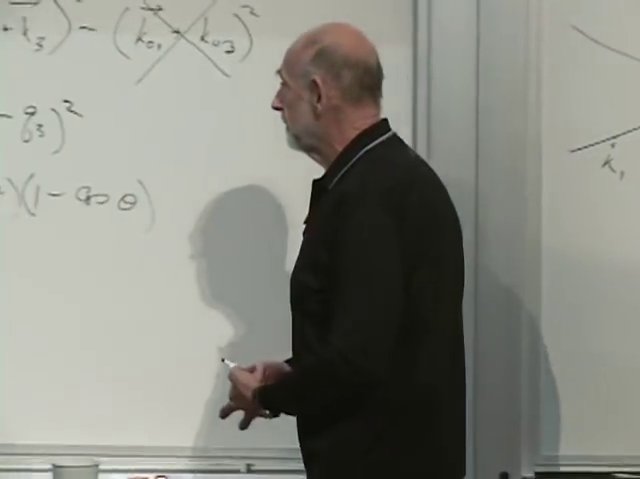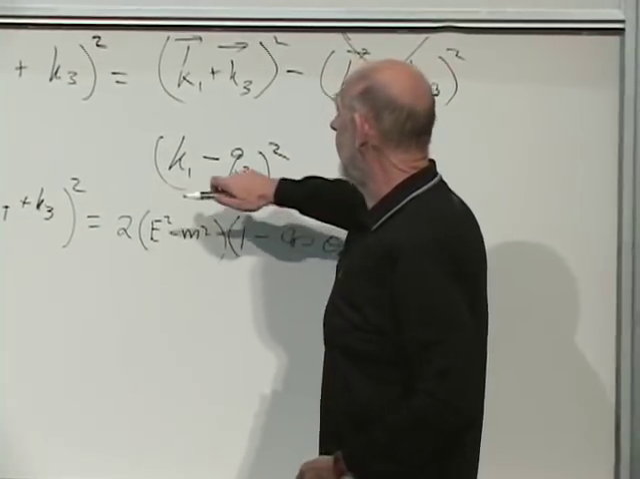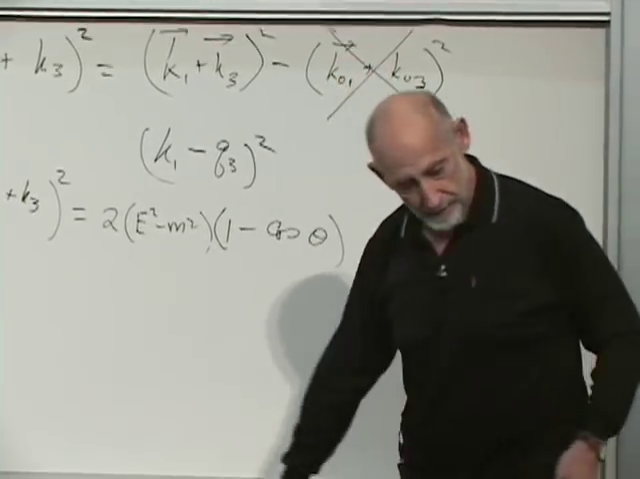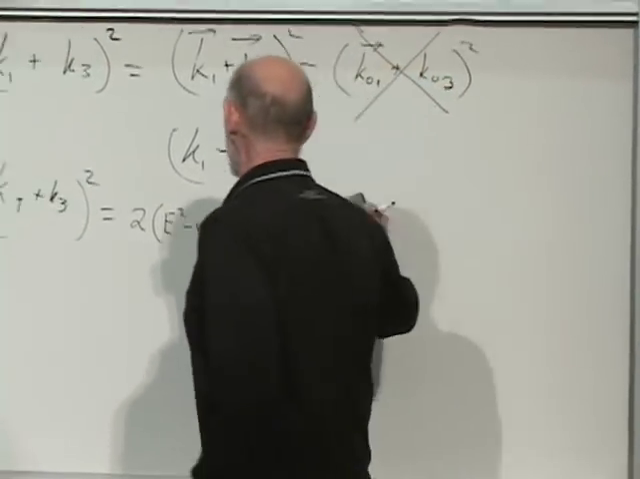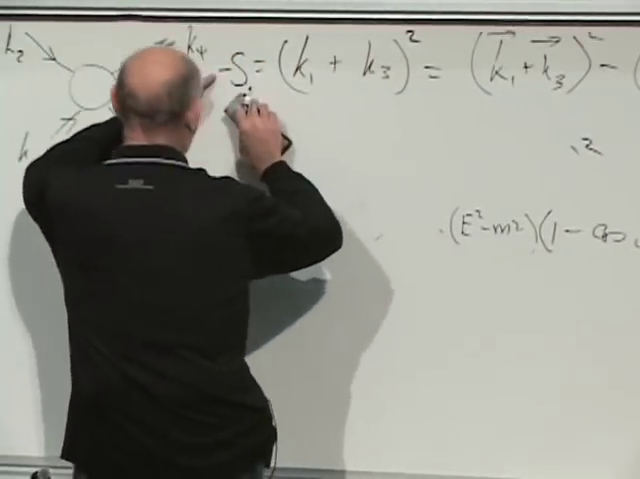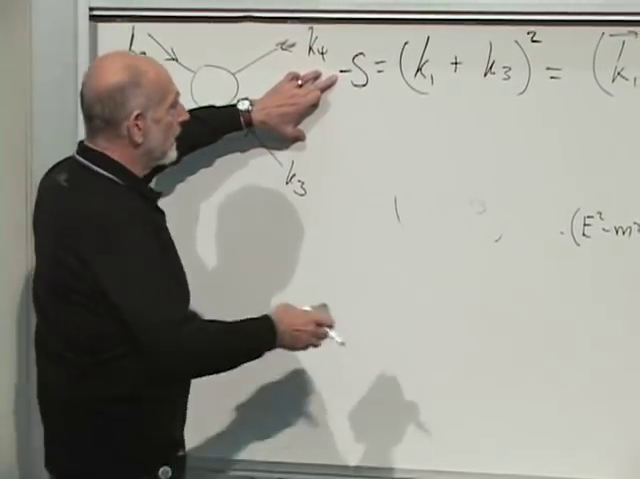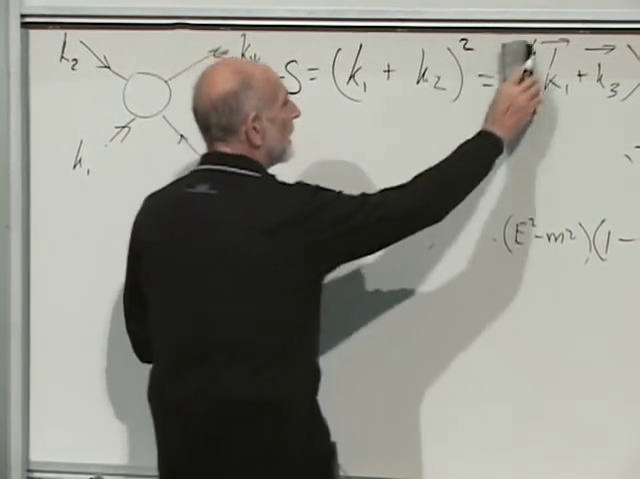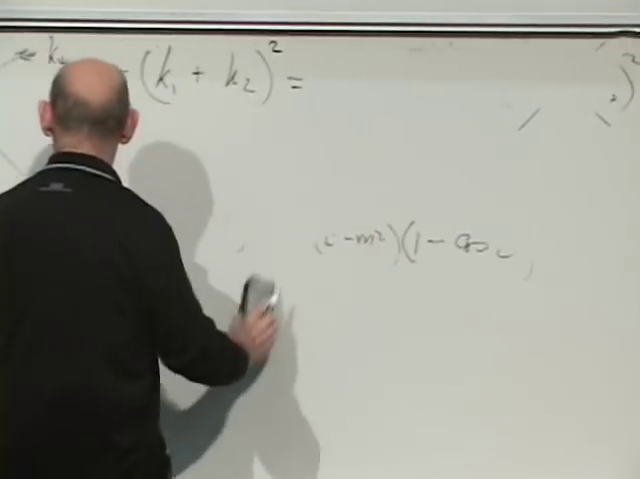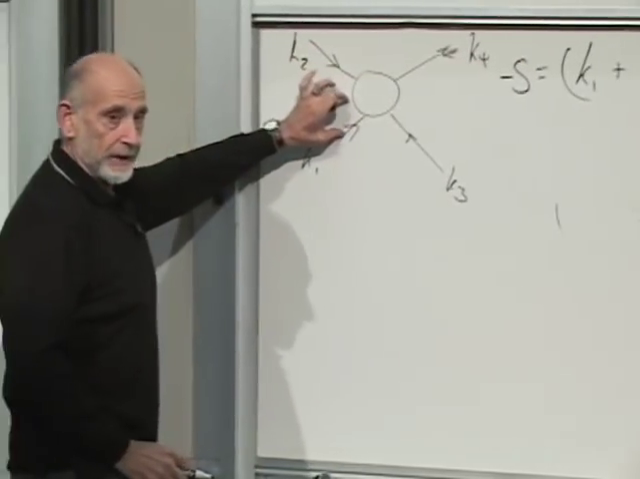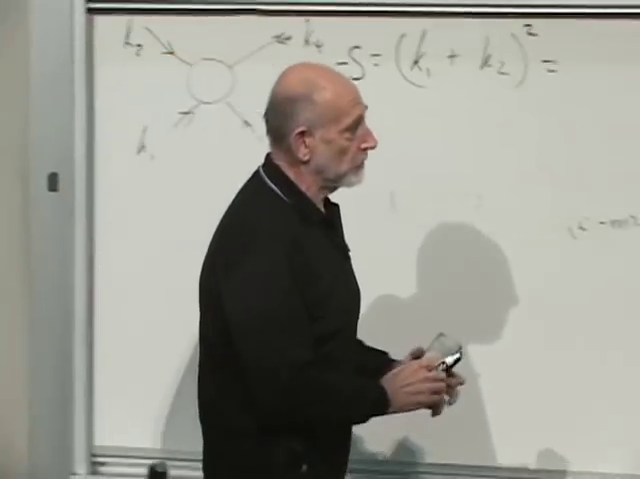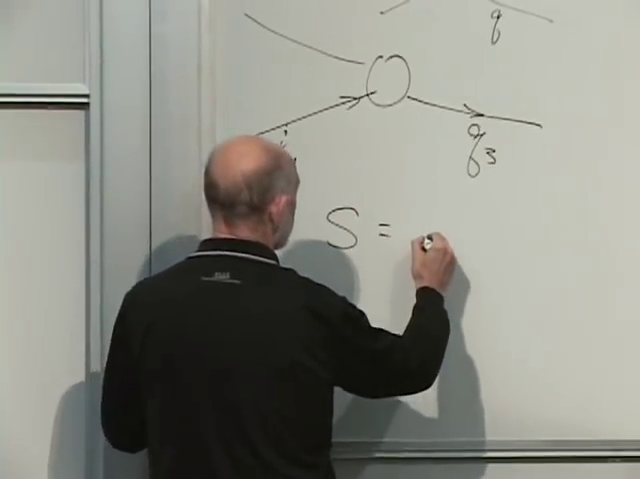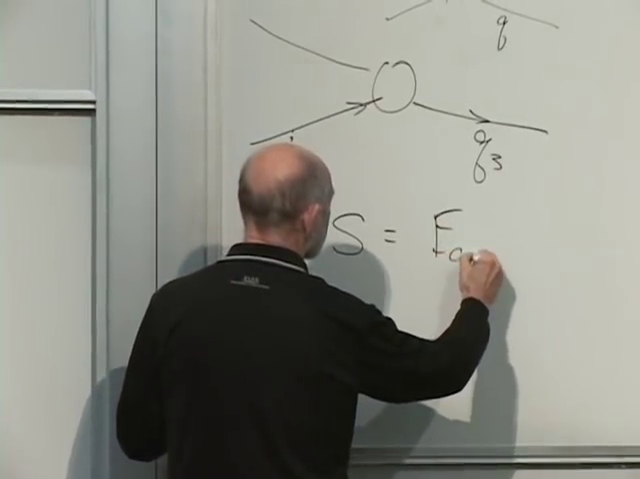of the energy. This variable, the K1 plus, let's see, what did we do? The definition of S, I forgot to erase the S over here. The definition of S was K1 plus K2 squared. That was the definition of it. 1 plus 2 coming in, and it was the square of the center of mass energy. So S equals energy center of mass squared.